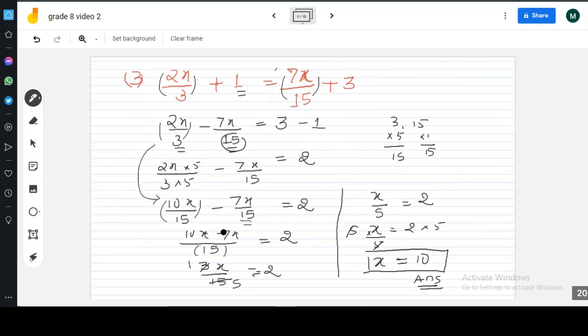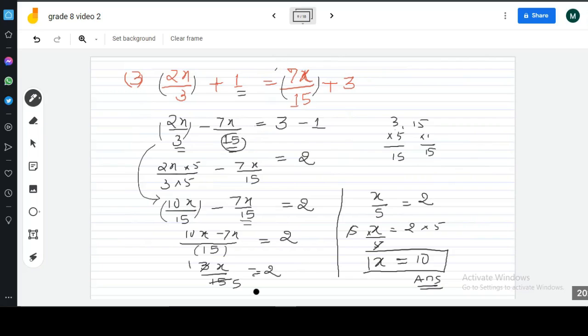So 10x minus 7x upon 15. So 10 minus 7, again we need to take the difference of the coefficients of the terms of x. So 10 minus 7 is 3, so it is 3x upon 15. So 3x upon 15, we can simplify again, 3 and 15. It is 3 ones are 3 and 3 fives are 15. So we have 1 by 5 x equal to 2.